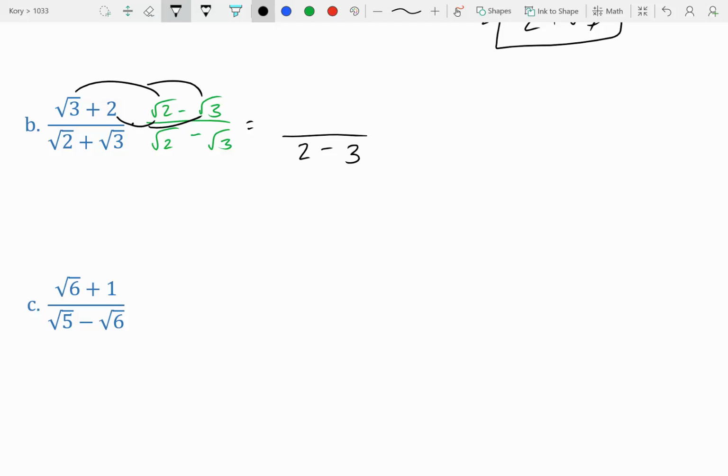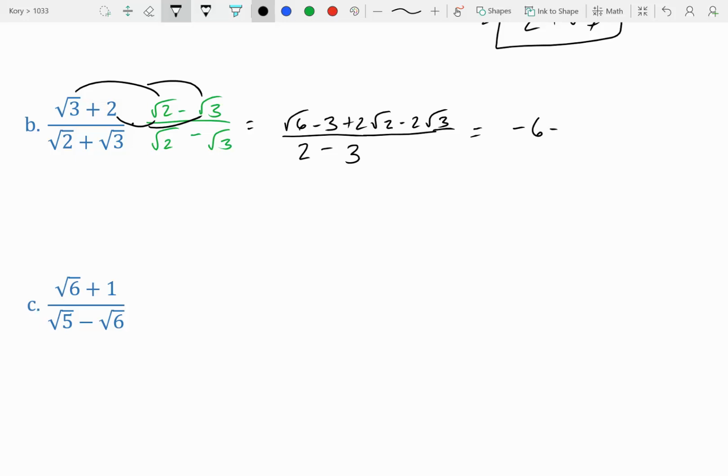So we have 3 times the square root of 2 is square root of 6. 3 times the negative square root of 3 is negative 3 square root of 3. 2 times the square root of 2 is 2 square root of 2. And then 2 times the negative square root of 3 is negative 2 square root of 3. Now we can't combine anything on the top because none of the radicals are the same and there are no plain numbers there. So the bottom we can simplify.